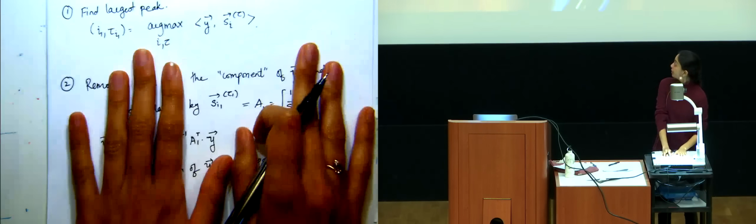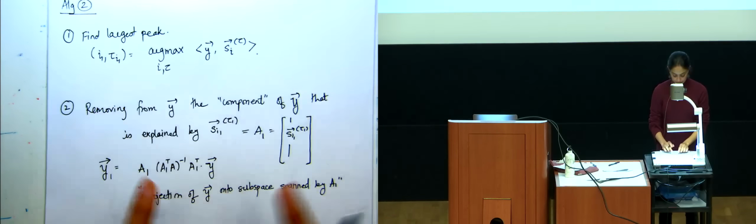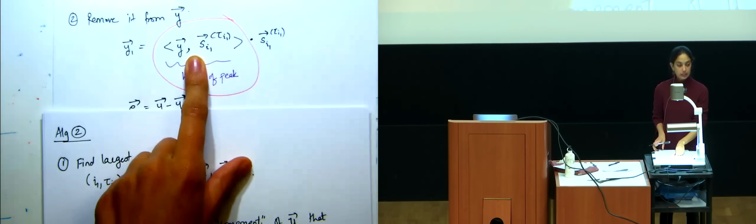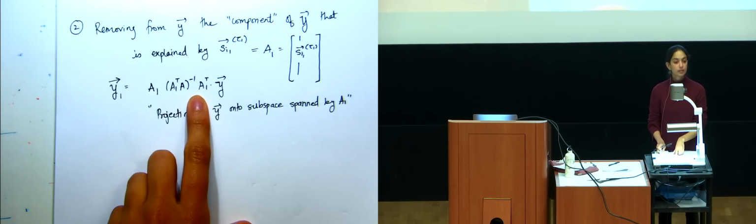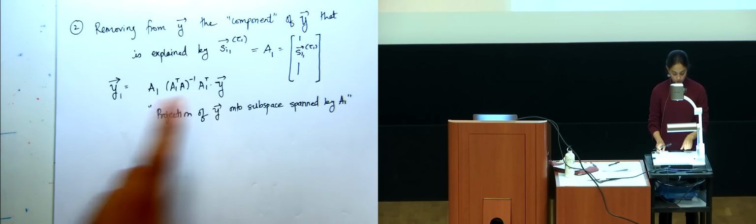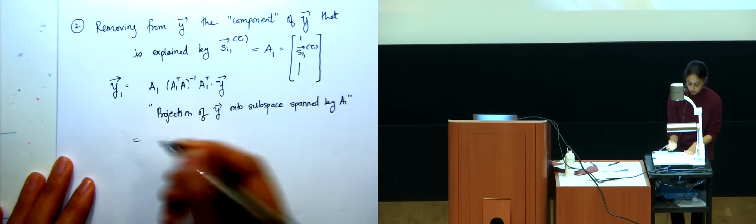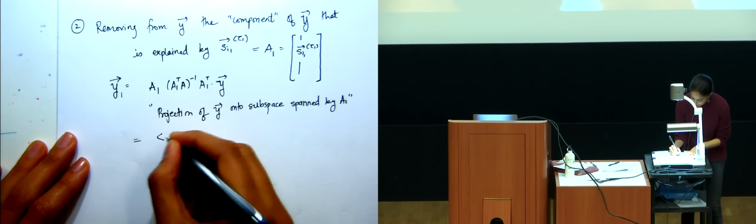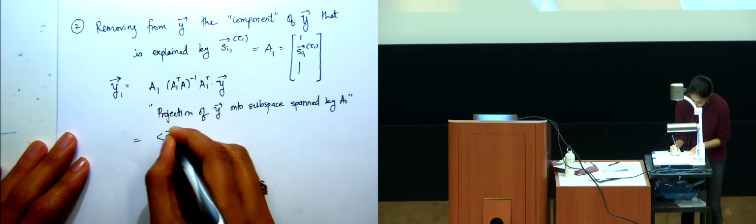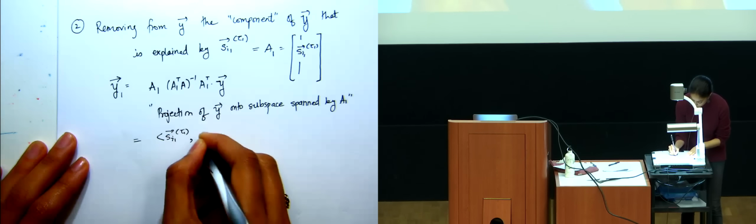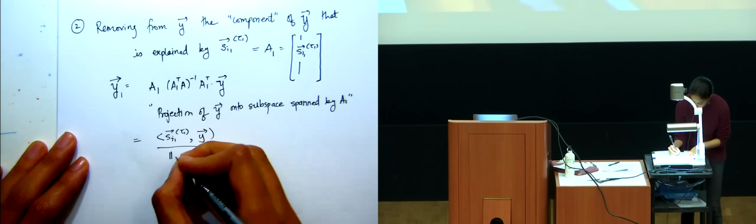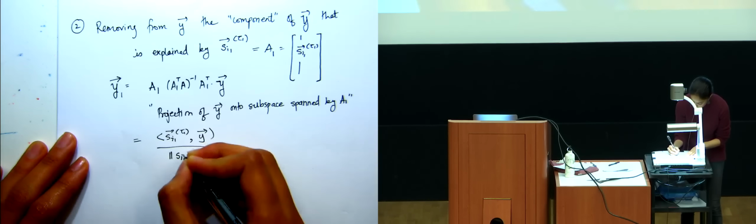Okay, so we're here. We found the largest peak. And now, instead of removing this inner product, what we're going to remove is this projection, right? And remember, because this is a vector, what is this equal to? This is basically equal to the inner product of S_{i1,tau1} and y, divided by the norm squared.